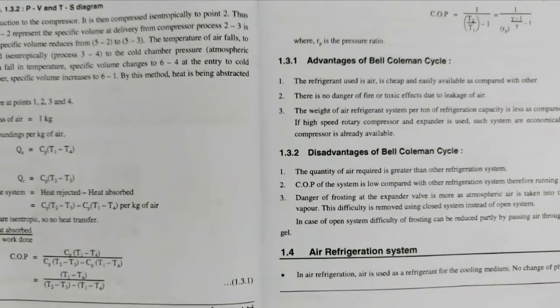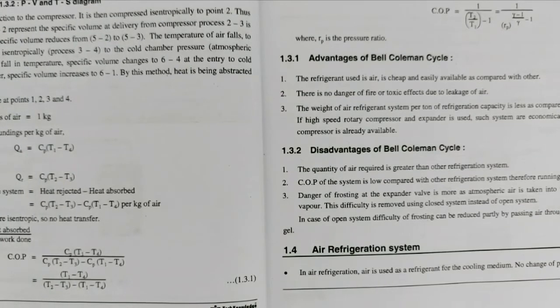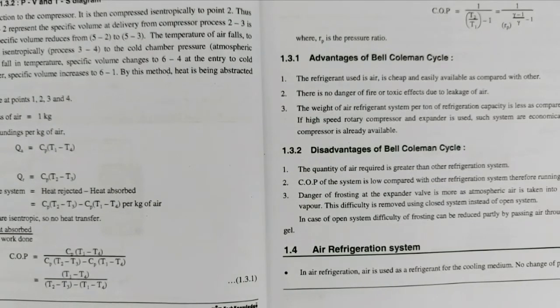Disadvantages of Bell-Coleman cycle. The quantity of air required is greater than in other refrigeration systems. Coefficient of performance of the system is low compared with other refrigeration systems. Therefore, running cost of the system is high. Danger of frosting at the expander wall is more, as atmospheric air taken into the system always contains water vapor. This difficulty is removed by using a closed system instead of an open system.